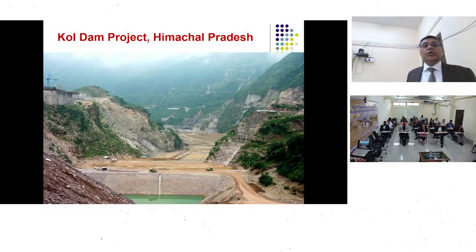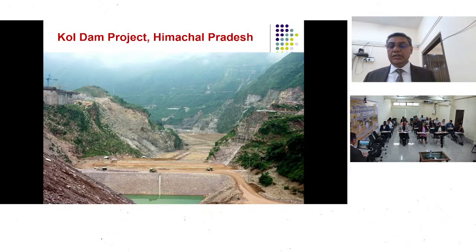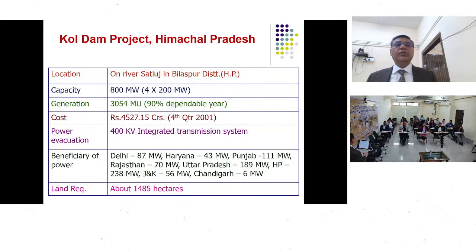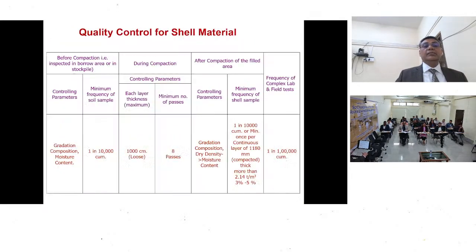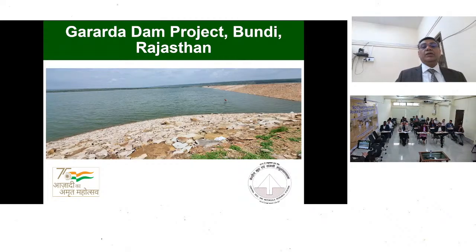This is another project, Koyna Dam. What time is it? It's 1:15. Do I go with Koyna Dam or skip it? I think I'll go for another dam, which is the Garada Dam. I'll remove Salma. Okay, just a case study.